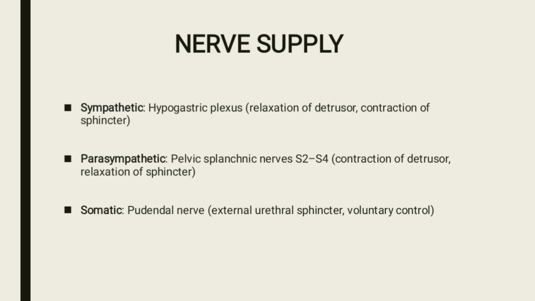Then we will study the nerve supply of the urinary bladder. The urinary bladder is richly innervated. Sympathetic fibers from the hypogastric plexus relax the detrusor and contract the sphincter. Parasympathetic fibers from the pelvic splanchnic nerves cause contraction of the detrusor muscle and relaxation of the sphincter, aiding in urination. Somatic innervation from the pudendal nerve provides voluntary control over the external urethral sphincter.